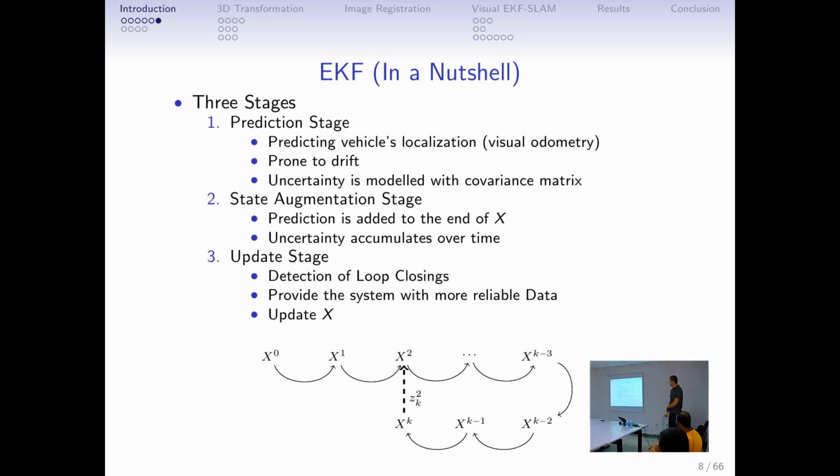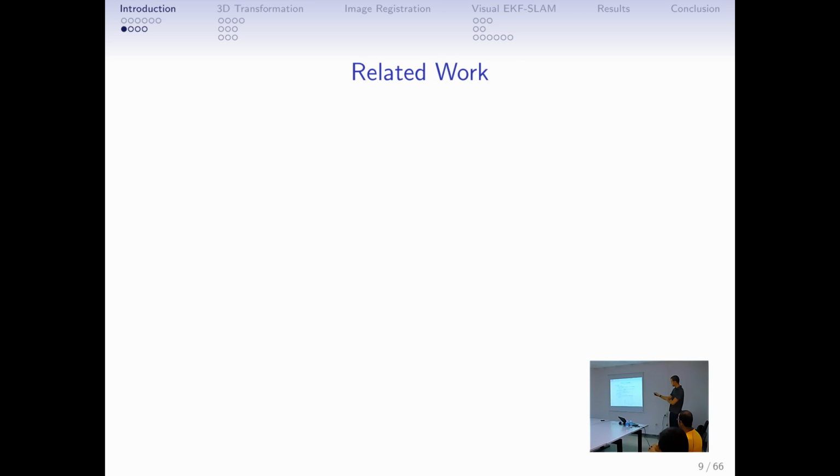And the third stage, which is the most important stage of the EKF, we are detecting loop closings. So we move on, and after some time, we find a loop closing between xk and x2. So, for example, we meet an environment we already observed. And we get new, reliable data we can put into our system to update the whole trajectory.